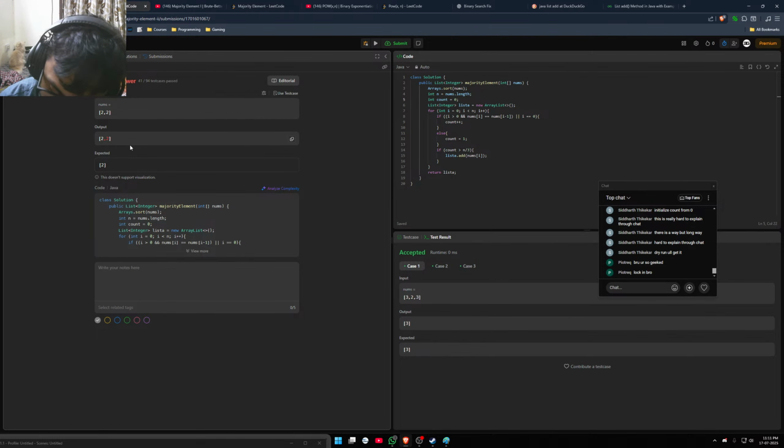So it doesn't work because the first element is 2 and the count is 0 now, and the second element is also 2, so the count will be only 1. So count will all be 0. Now the second element, we check the second element. Now we take it, we put 1 now.